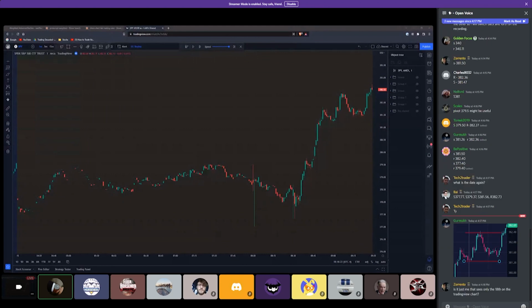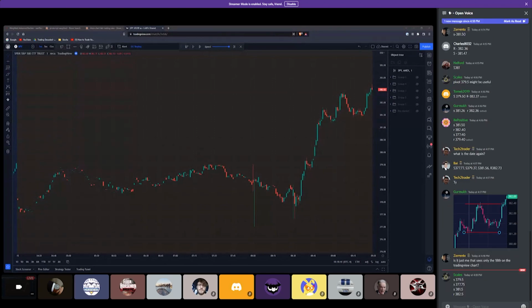Is it just me that sees only the 18th on the TradingView chart? Zorento, feel free to use your own platform. July 15th pre-market. It's okay. Just a small technical setback there, but we're finding a way to work through it to still make sure everybody can still contribute. So feel free to use your own platform. July 15th pre-market. Thank you, Scales.